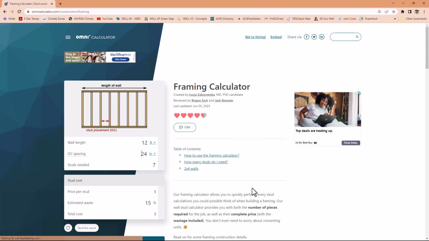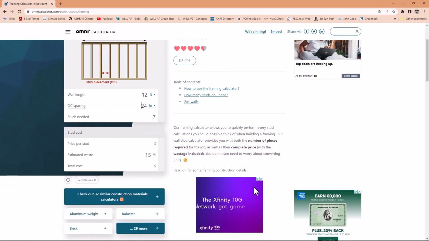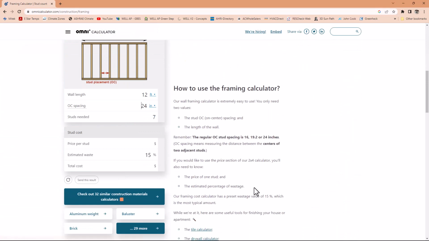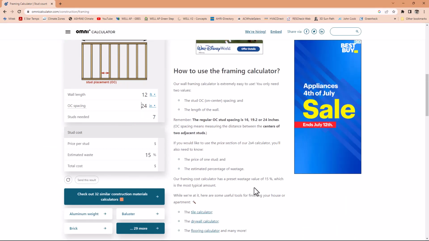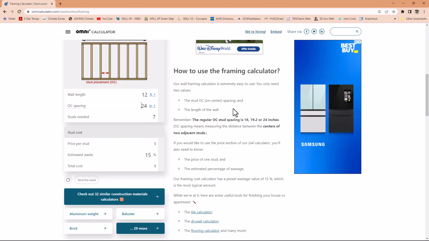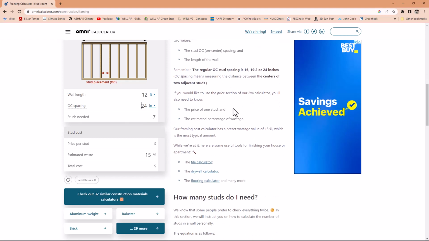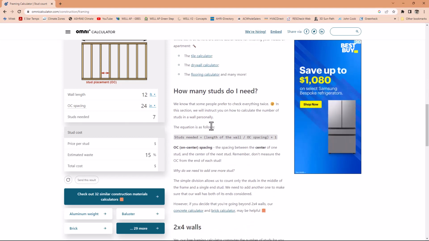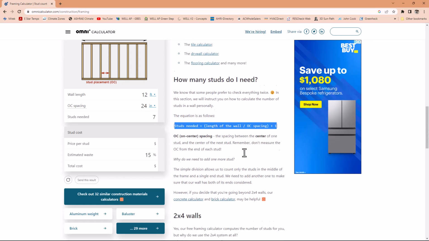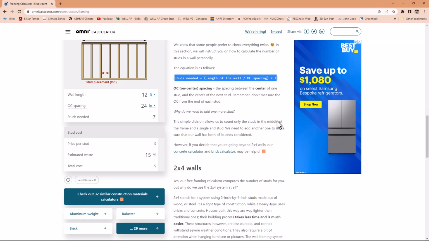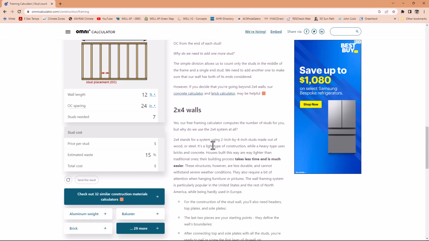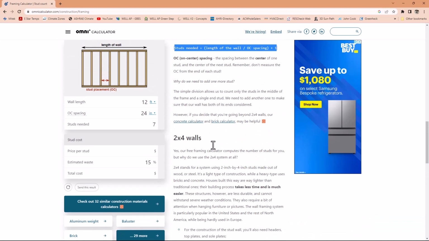In addition, you can also find a lot of information about how this formula works. That's why I actually like this, because it's very simple, and then they explain what this is. You can find more information in here. And it says how many studs are needed, and they explain what the formula is, and then why they add one more stud. They have 2x4 walls. They have very interesting information.